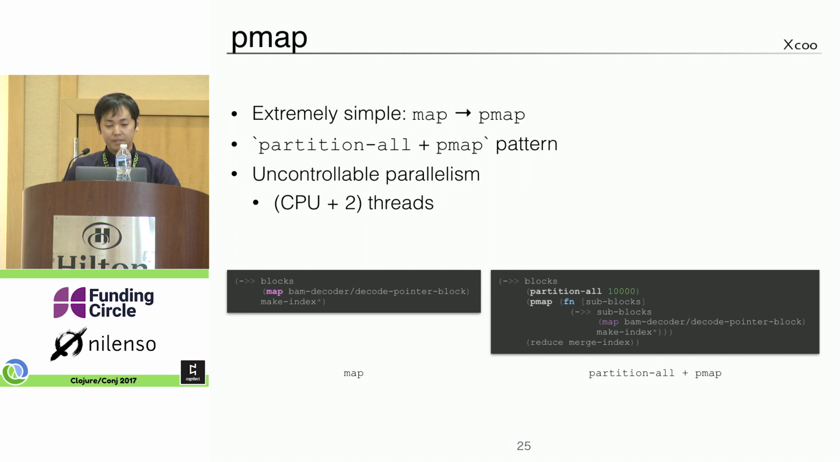pmap is best in terms of simplicity, but we cannot control parallelism, like the number of threads. pmap always uses CPU count plus 2 threads. So we don't use pmap in Clojure.